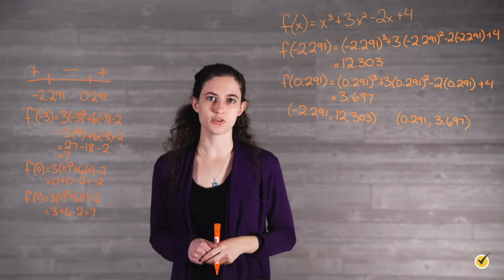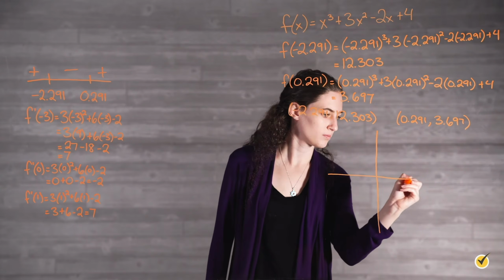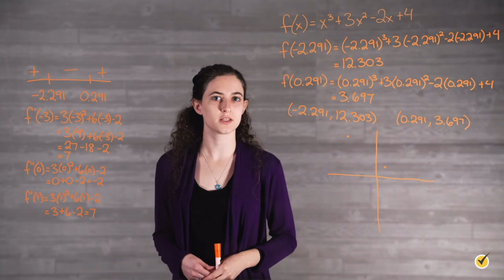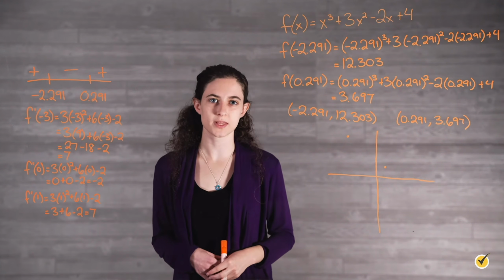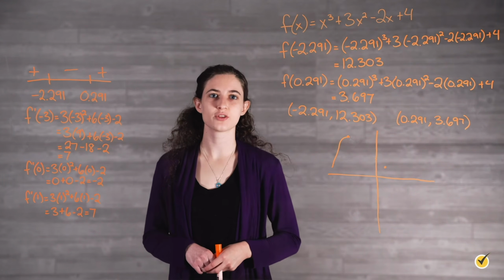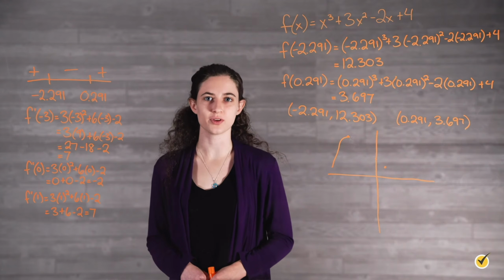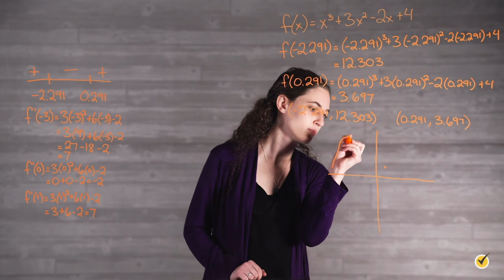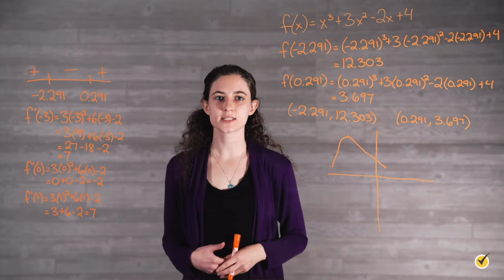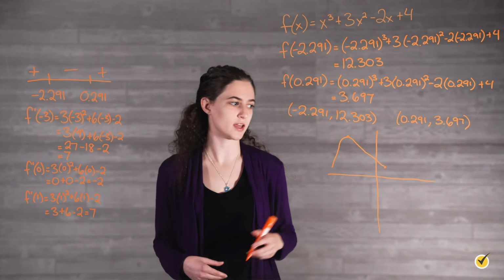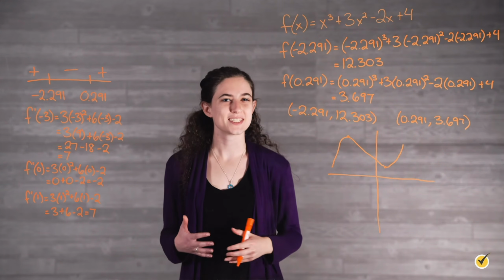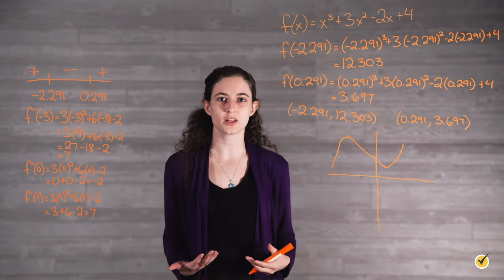Let's draw a rough sketch of those points. We know that the slope is positive before negative 2.291, so we can draw in a segment like this. We also know that it then switched so that the slope was negative all the way to 0.291, like this. Then, when it gets to 0.291, it switches to positive again. Remember, this isn't an exact graph, but it gives us a general idea.